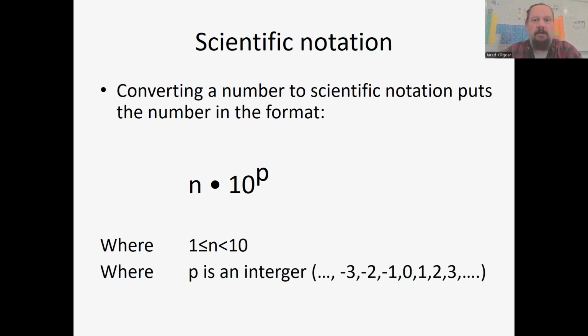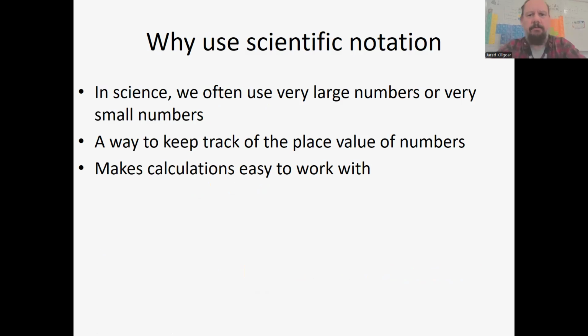Before we get started, why would we use scientific notation anyway? Well, in science, a lot of times we have very large and very small numbers. So it's a way of keeping track of the values, the place values. And it makes calculations really easy to work with.